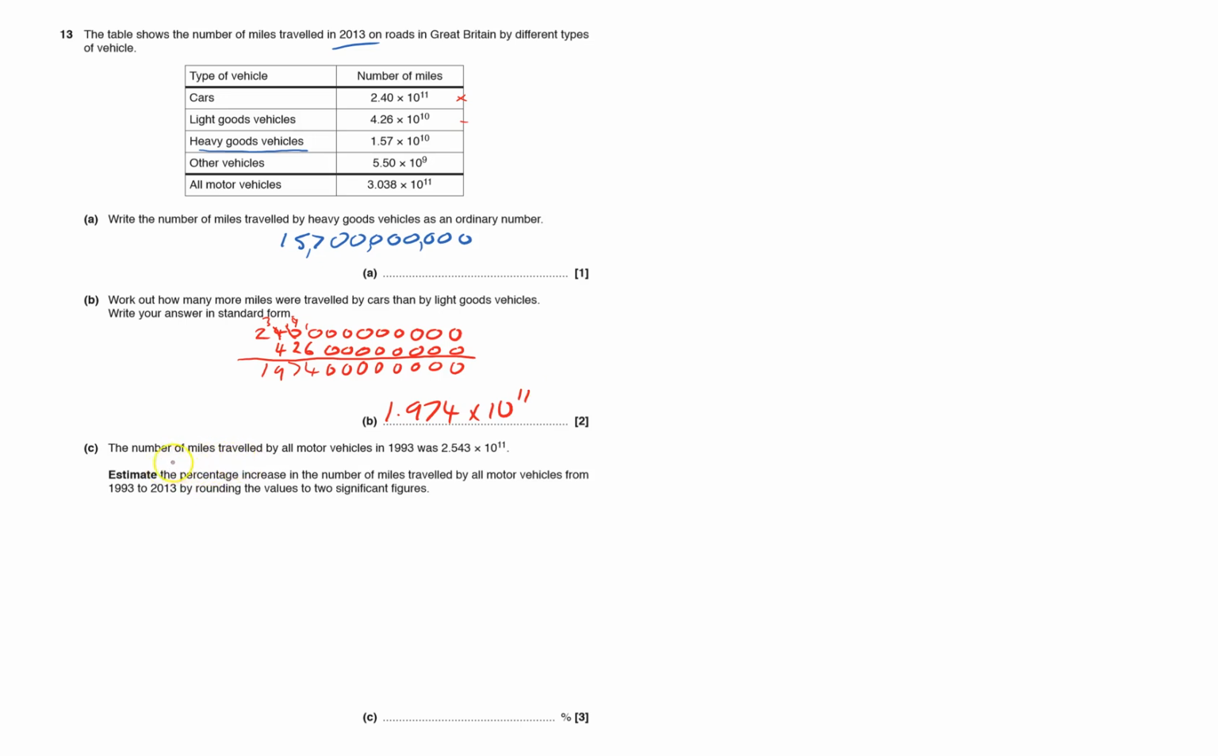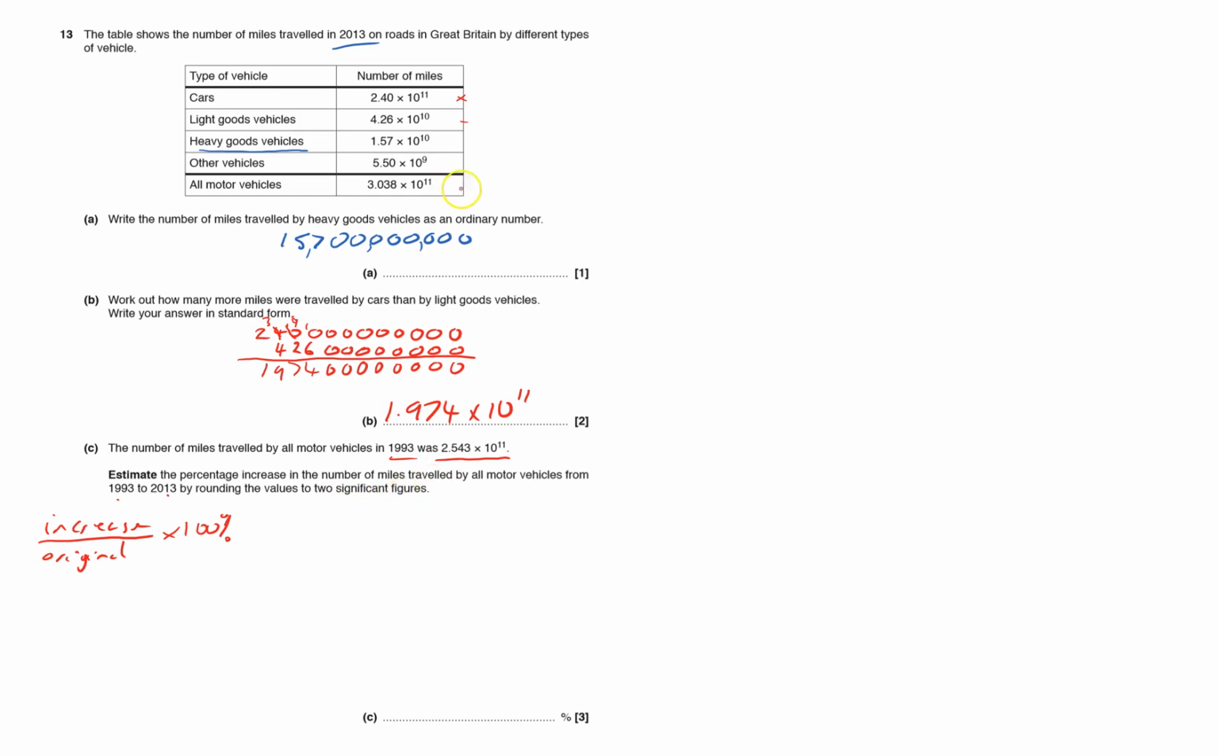Estimate the number of miles travelled by all motor vehicles. That was that in 1993, and in 2013, it's that. So estimate the percentage increase. Well, percentage increase is always, you work out the increase and you divide it by the original. And that's a fraction, and you change the fraction into a percentage by timesing by 100%. Travel by all motor vehicles from 1993 to 2013 by rounding the values to 2 significant figures.